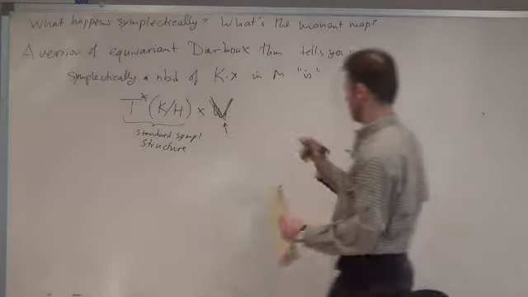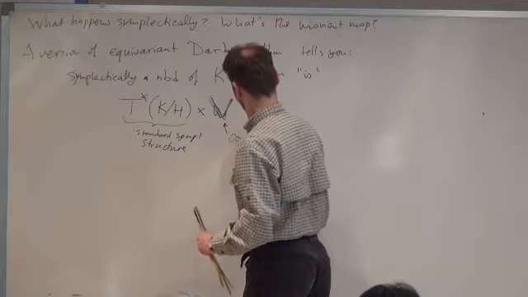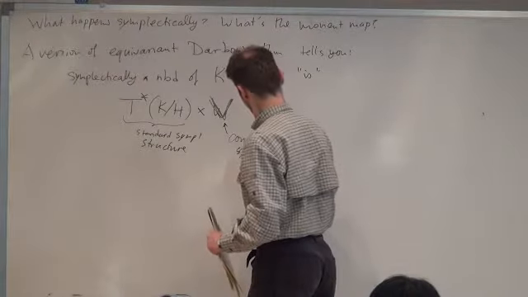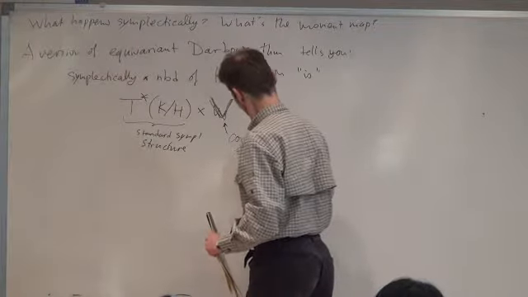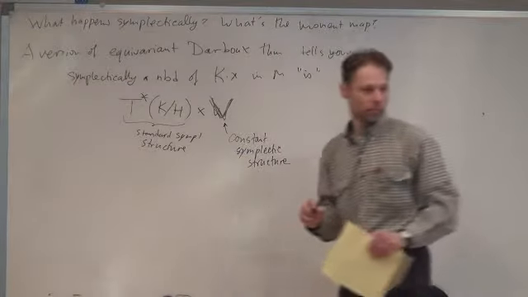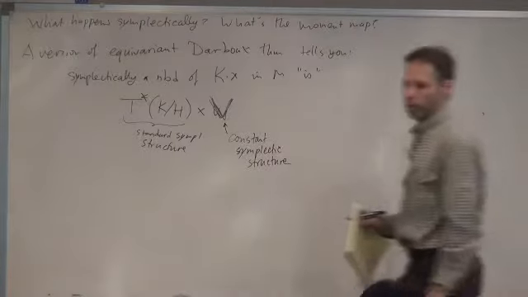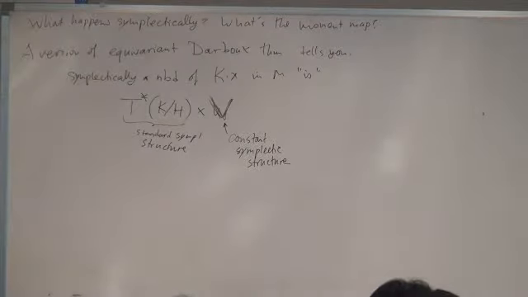Okay? And this is a constant symplectic structure. It's a vector space with a non-degenerate skew-symmetric bilinear form. A constant coefficient differential form.